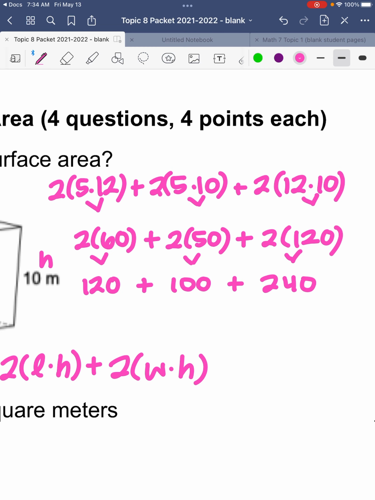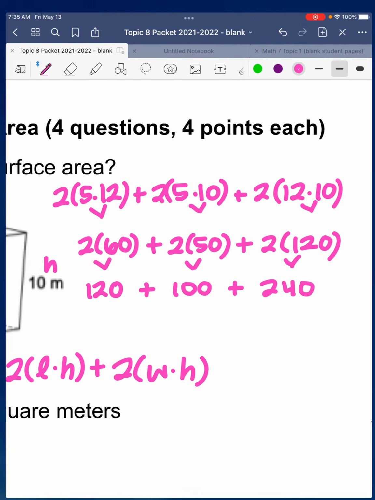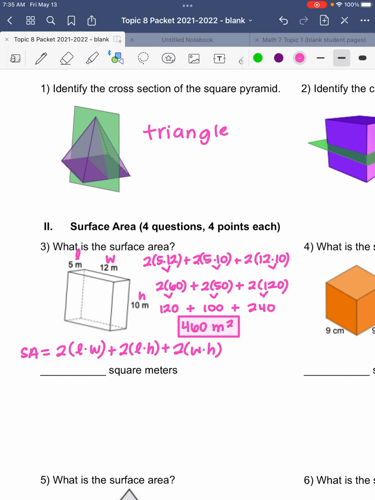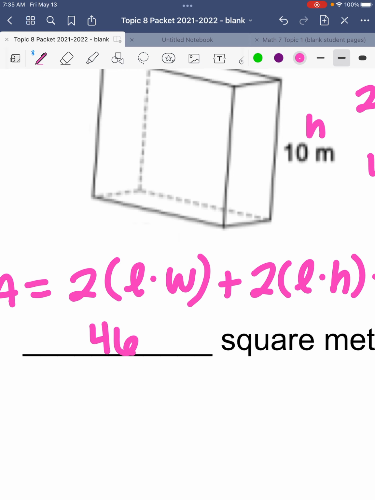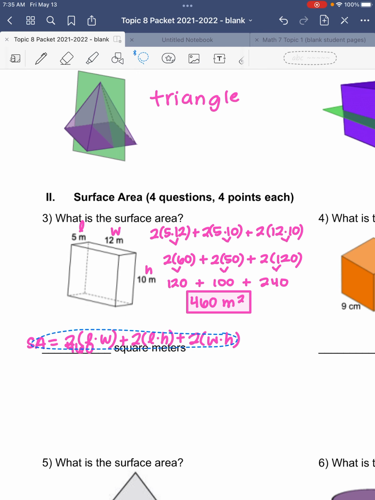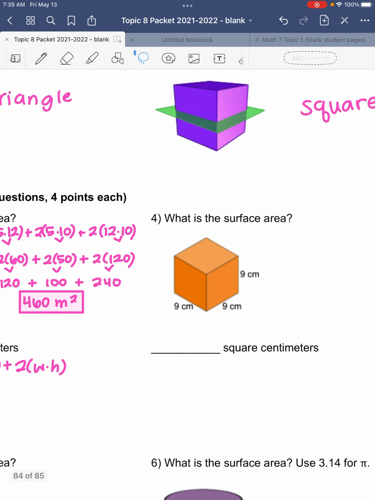And I can go and put this into my calculator at this point. So we have 120 plus 100 plus 240. My surface area is 460. So 460 meters squared is my surface area. And that's my answer. Okay, so I would write that on this line right here, 460 square meters. So that was using the formula. You do not have to use the formula if you're not as comfortable with that formula. Okay, let's move on to number 4.